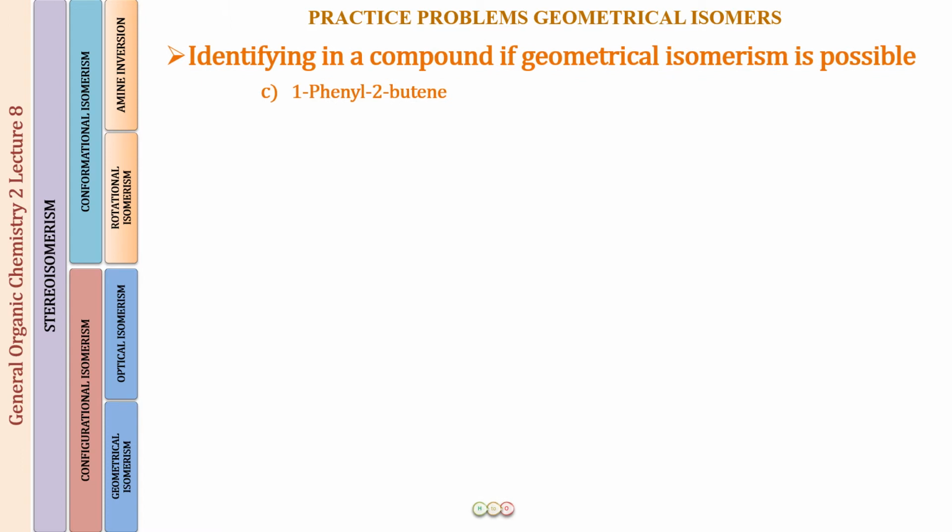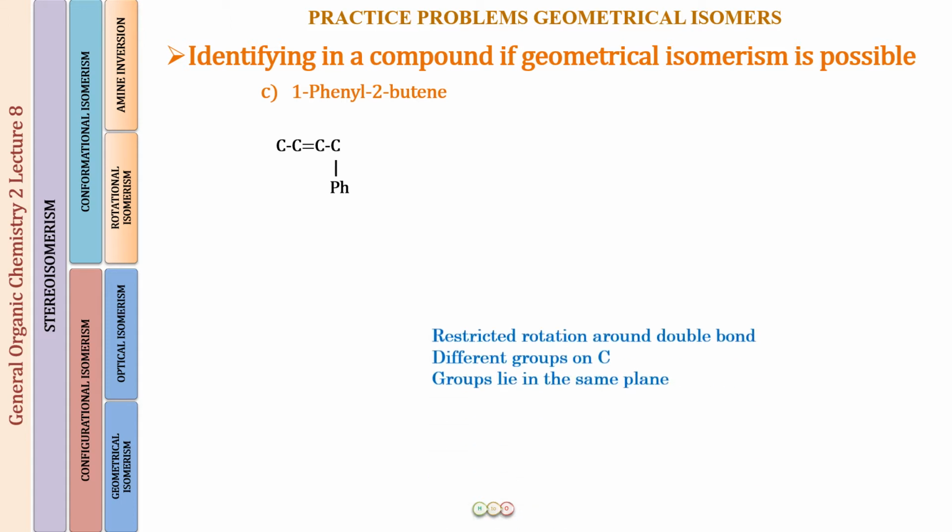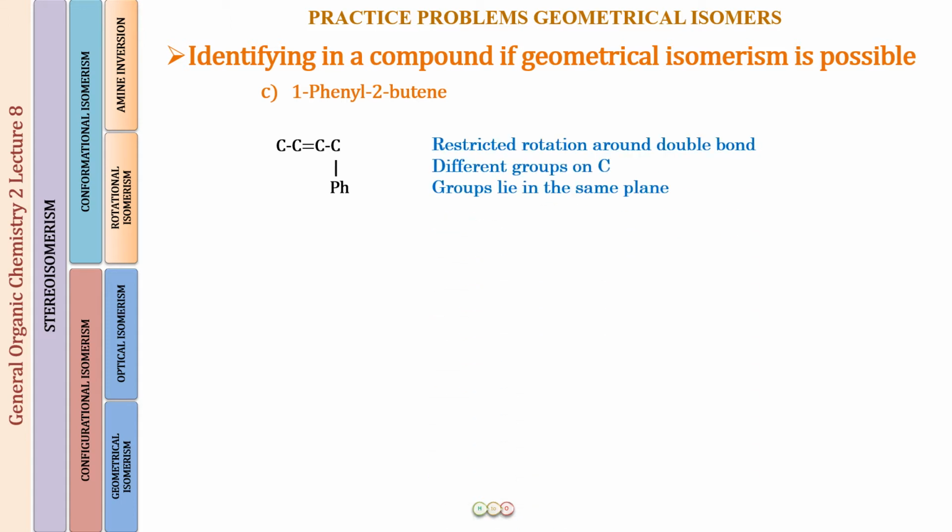So moving on to the third choice, we have 1-phenyl-2-butene. Again, let us draw the structure for it. We have a double bond at position number 2, we have a phenyl group at position number 1, and we have the three conditions with us. Restricted rotation about the double bond is possible, so the first condition is satisfied.